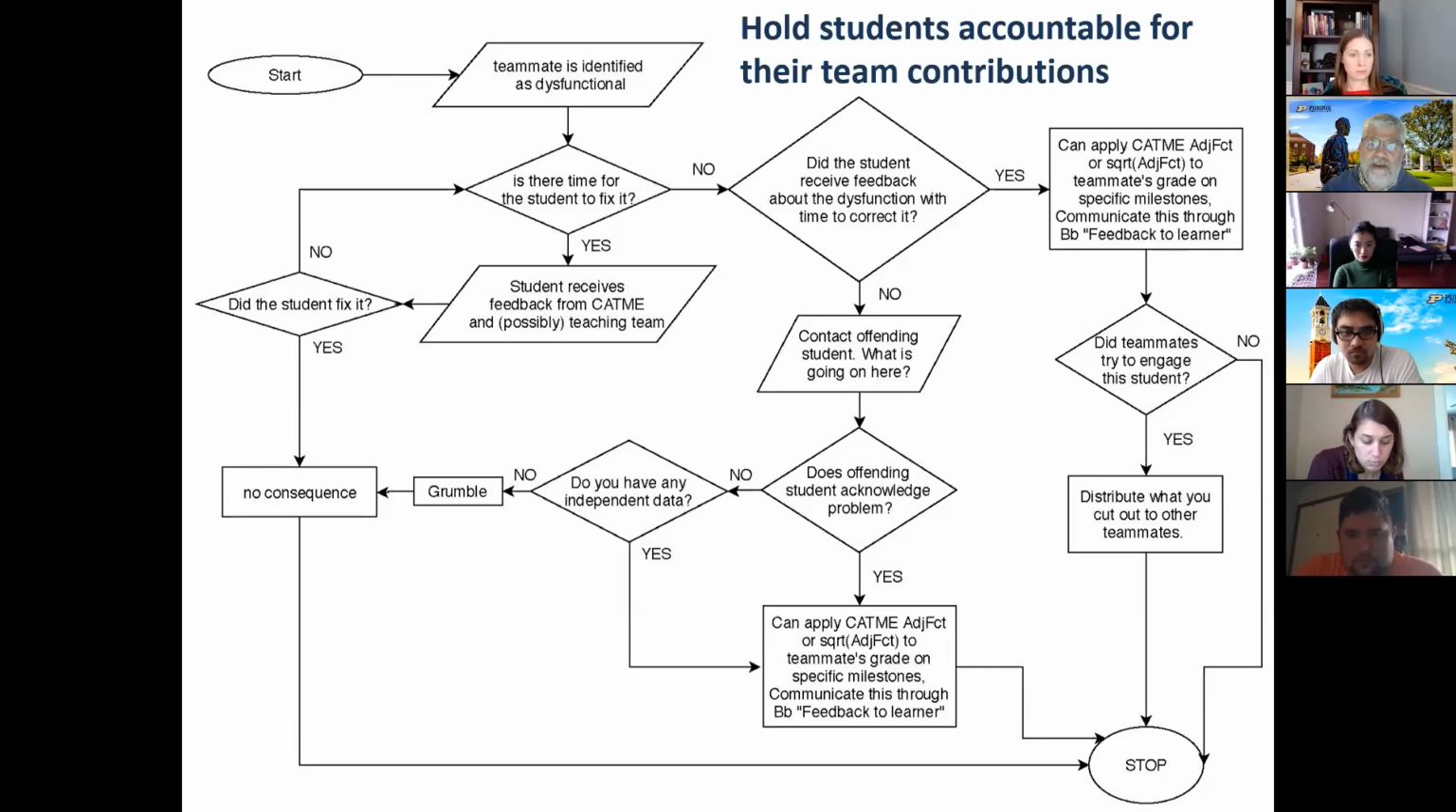If there is no time to correct it, and no one gave them feedback about it sooner, then the more difficult thing is confirming that in fact it happened, right? Confirming that there was a dysfunctional behavior. If the student doesn't acknowledge it, unfortunately, we're in trouble unless we have independent data that confirms that that was a problem. Commonly, we do get independent data, which is a student, for example, will say, well, no, I didn't engage with my team because they shut me out in some way.